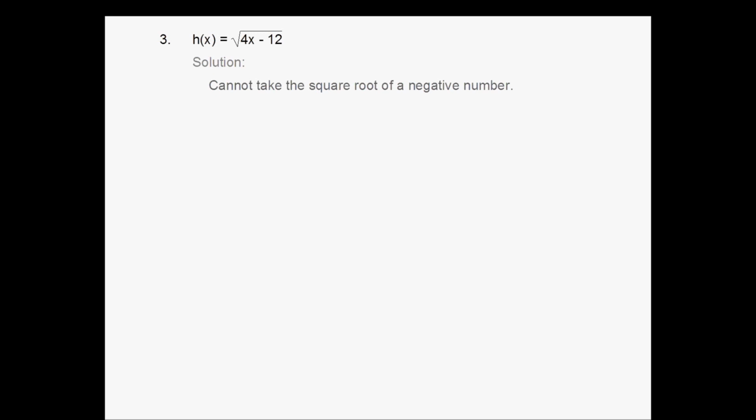Number 3. I've got h of x equal to the square root of 4x minus 12. Okay, we don't have any denominators, but we do have an even root. So cannot take the square root of a negative number. So we need the expression of the radical, the 4x minus 12, greater than or equal to 0. It's okay to take the square root of 0. The square root of 0 is 0.